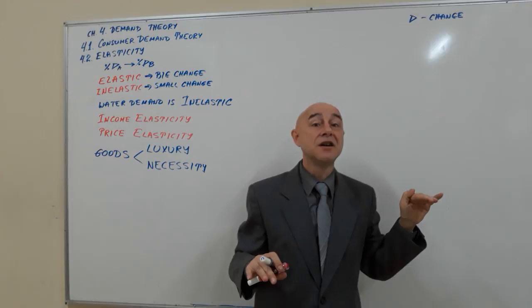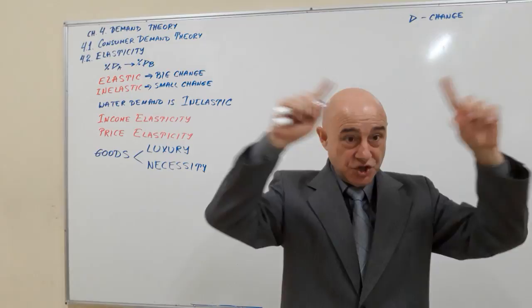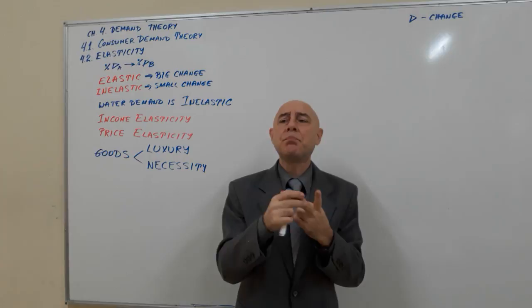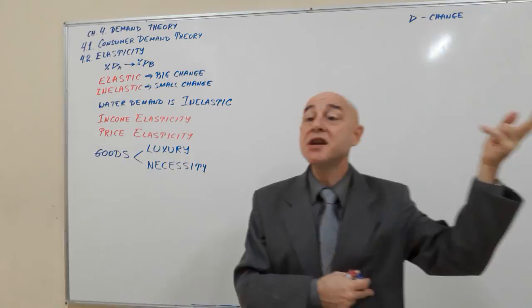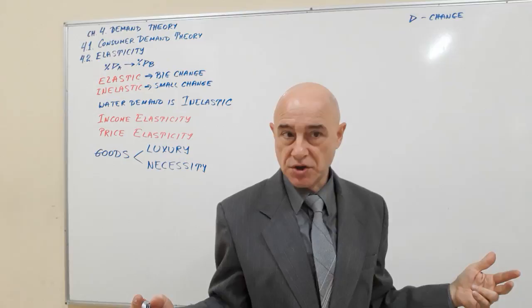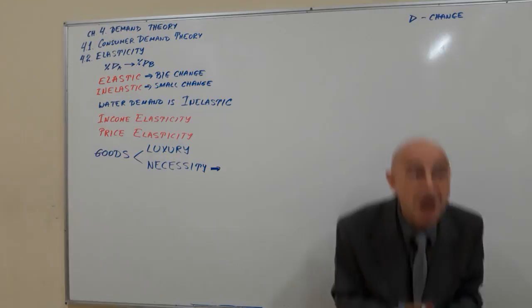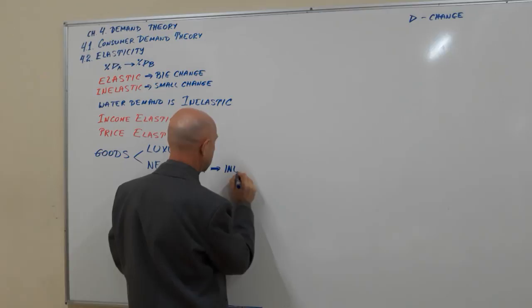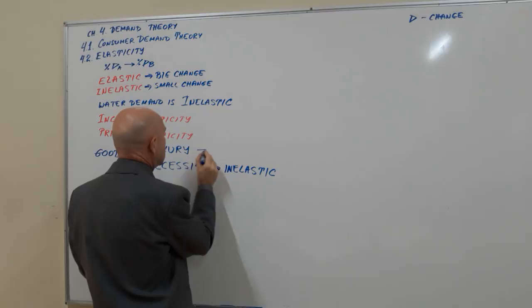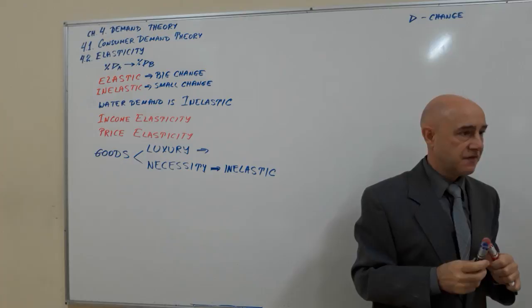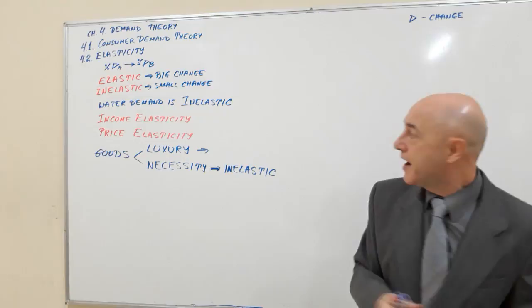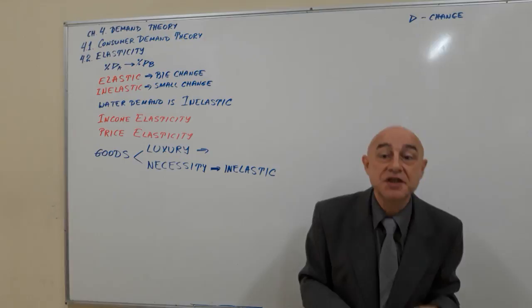These are all necessities. So examples, the general class of necessities will be food, partially housing, energy, as in electricity, gasoline, and overall transportation. These are all necessities. So, in general, we can summarize that necessities are relatively inelastic. Luxury, on average, will be relatively elastic. And here's the key. We say a luxury is defined by income. So luxury is income elastic.